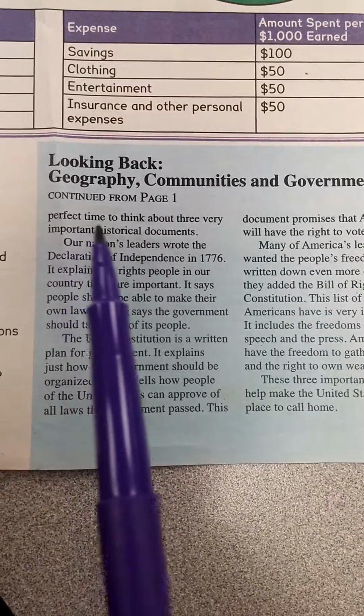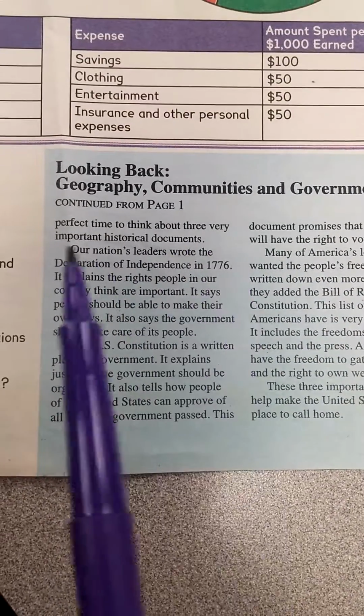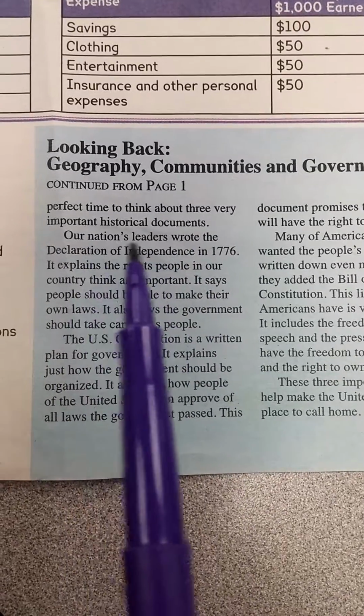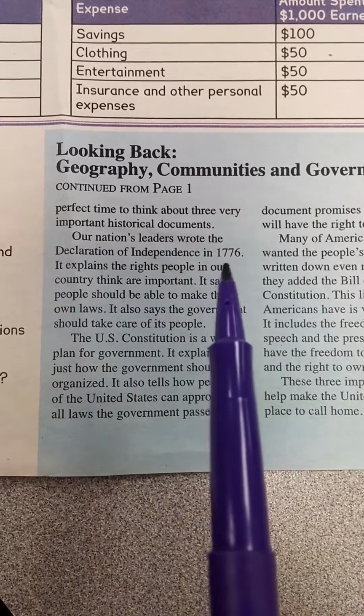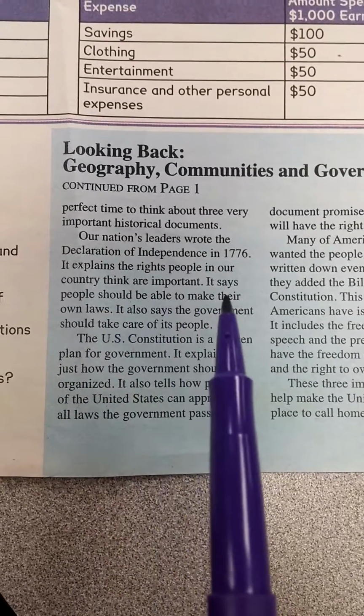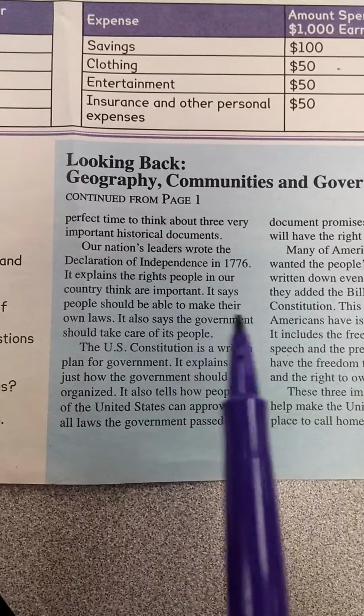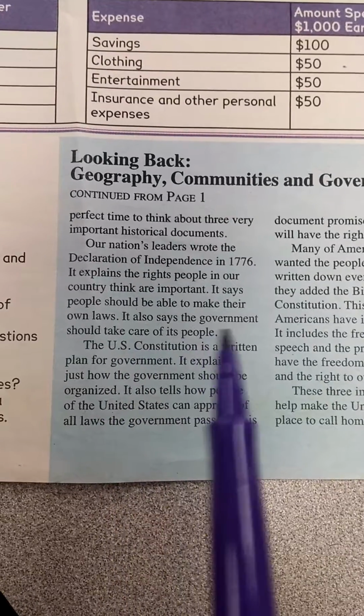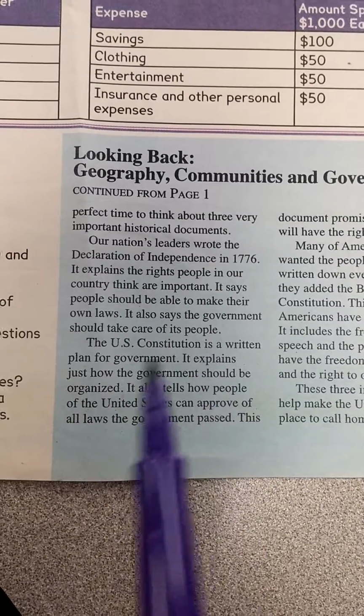It is a perfect time to think about the three very important historical documents. Our nation's leaders wrote the Declaration of Independence in 1776. It explains the rights people in our community think are important. It says people should be able to make their own laws. It also says the government should take care of its people.